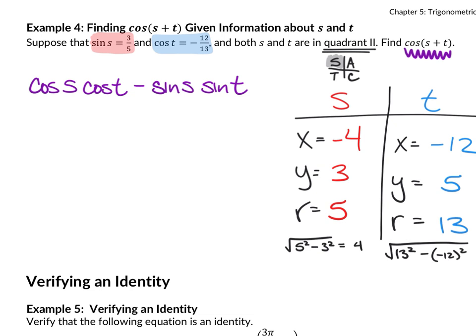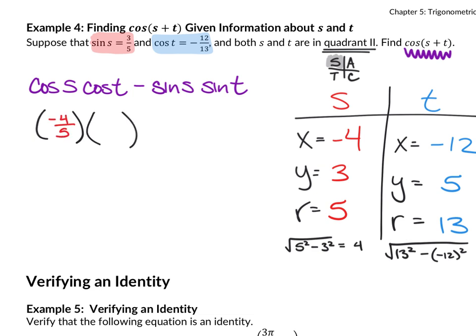Okay, let's figure out what these values actually are. The cosine of s means I'm going to use the sidebar of s and do cosine. Cosine is x divided by r. So I can substitute in -4/5 for that first bit for cosine of s. I'm getting these, I guess I should make this red. Let me go ahead and make it red so you're like, where are you getting these numbers from? From the red numbers, -4/5.